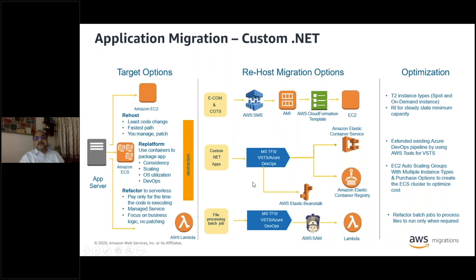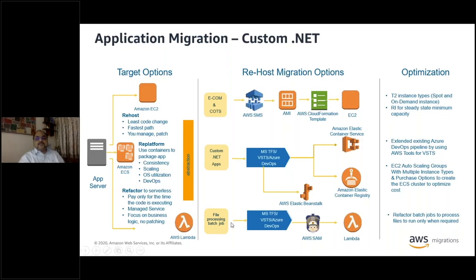Similarly, for custom .NET, you must be having a Microsoft TFS or a VSTS, or some kind of DevOps, which you can move to your container service and Elastic Container Registry. Similarly, Beanstalk is the PaaS of AWS. You can just bring your .NET deployment and straight away deploy it, and the underlying infra can be taken care of by AWS itself.